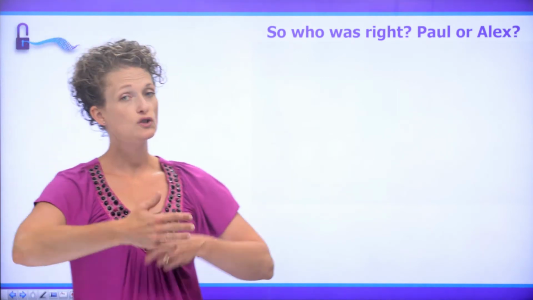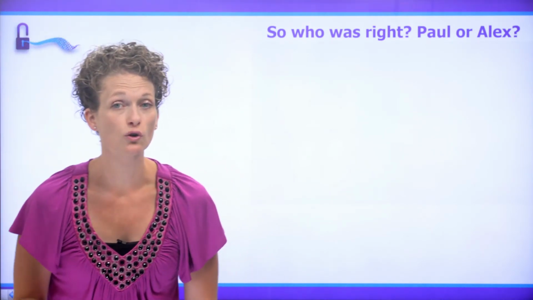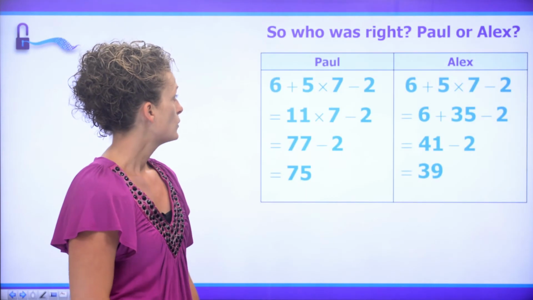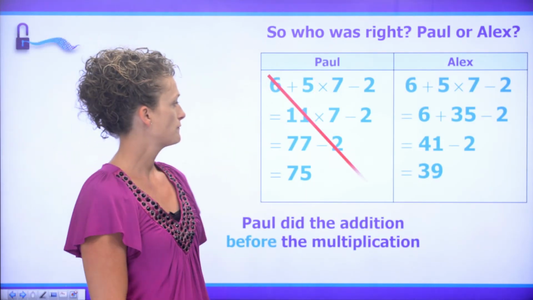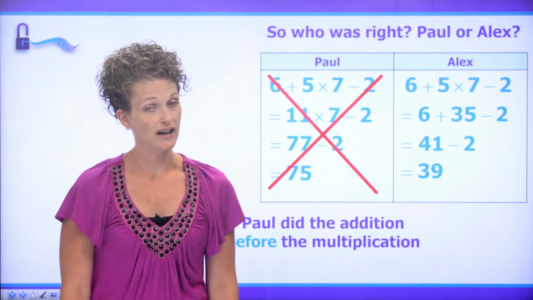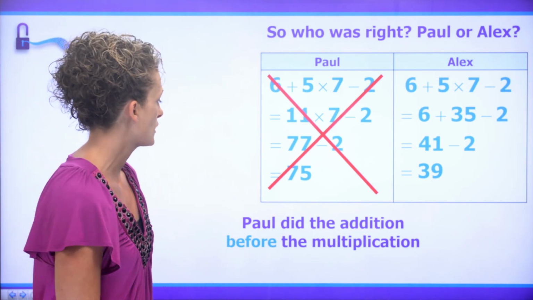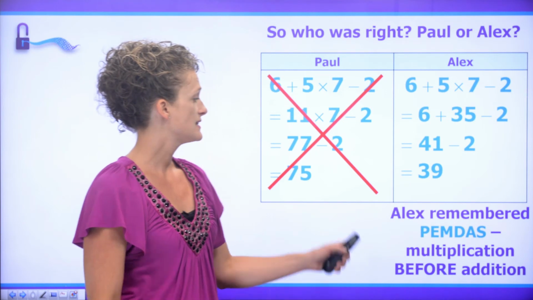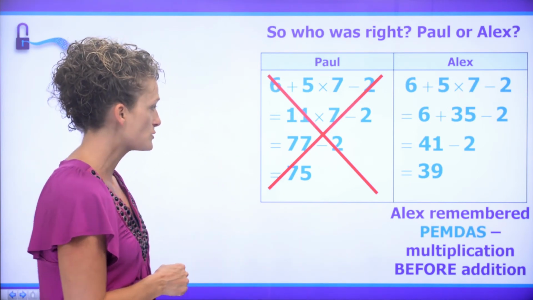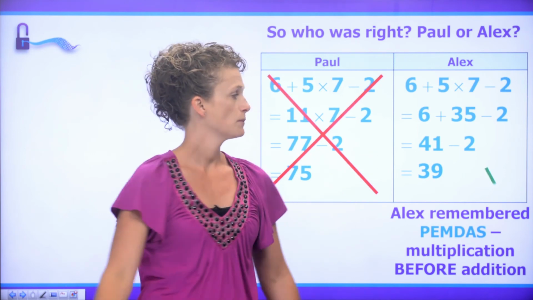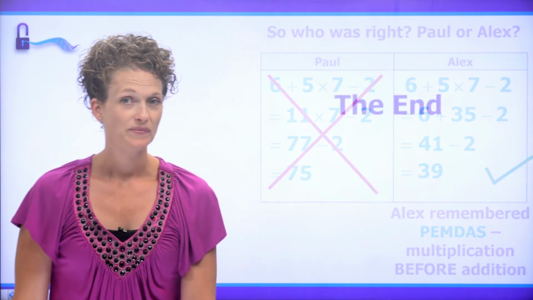All right, so going back to the question that we started with in the beginning, who is correct, Paul or Alex? Well, let's look at what Paul did. Paul said, I'm going to do addition first, and that is incorrect. We now know that we have to start with the multiplication, and since Alex remembered PEMDAS and he did his multiplication first before the addition, he ended up getting the correct answer. And that's your lesson on order of operations.